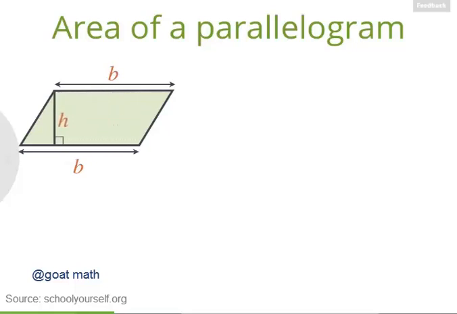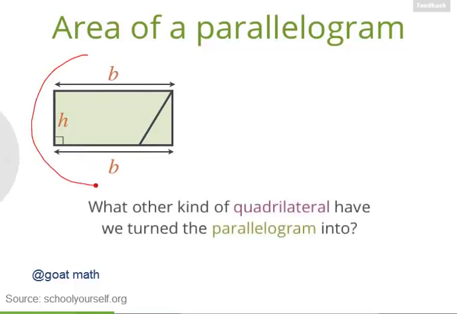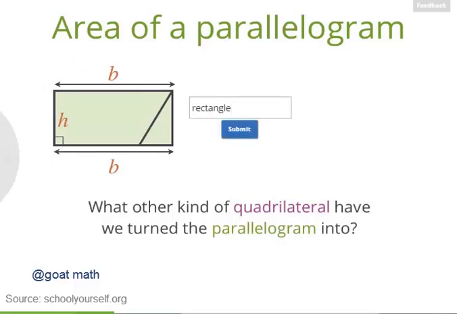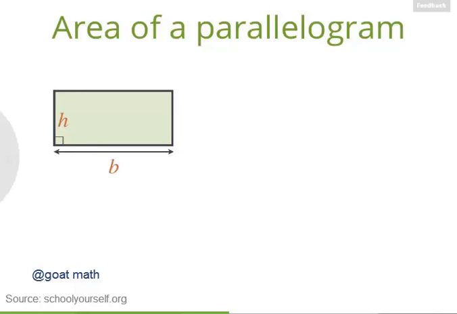Let's leave the height over here. Notice we have a triangle on this side of the parallelogram, and let's move this triangle over to the other side. This new shape has the same area as our parallelogram. Now what kind of quadrilateral is this new shape? It's still a parallelogram, but can you be more specific? Exactly right. By moving this triangle over, we've turned our parallelogram into a rectangle with the same area.